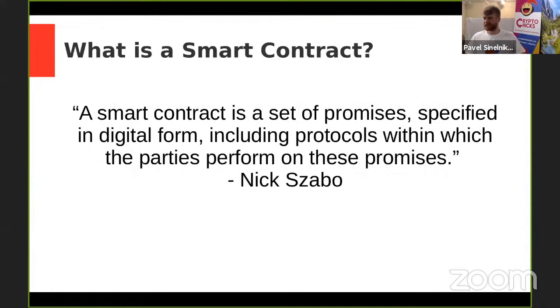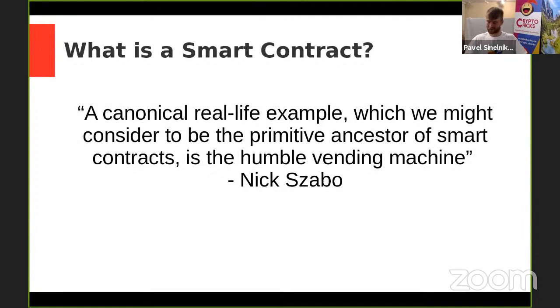Nick Szabo is the original creator of the idea of smart contracts, and he mentioned that a smart contract is a set of promises specified in digital form, including protocols within which the parties perform on these promises. In simple terms, he also mentioned within the same paper that a canonical real-life example, which we might consider to be a primitive ancestor of smart contracts, is the humble vending machine.